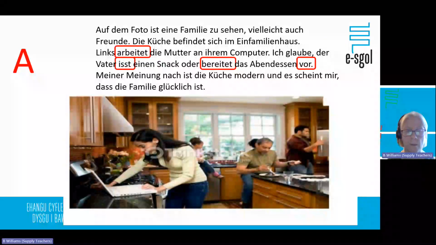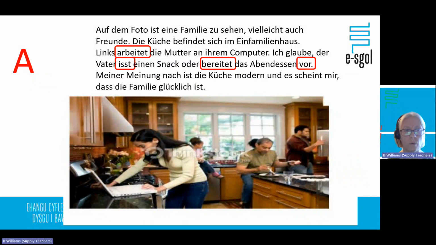For the A, remember now we're looking at the action. So what are the people that I've said are there doing? I'm using the verb arbeitet for the mother. I'm using ist for the father. And then I'm using the separable verb vorbereitet for the father, because it looks to me like he is eating a snack. That's why the two boxes are there, because it's the separable verb. So those are the actions taking place in the photograph.